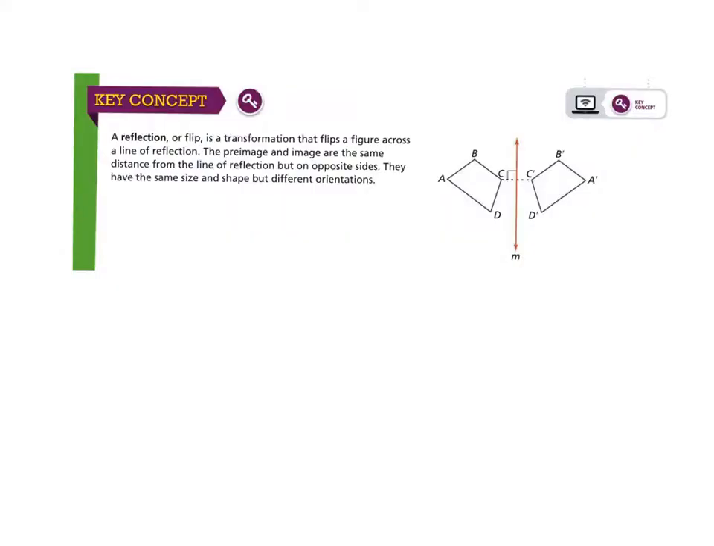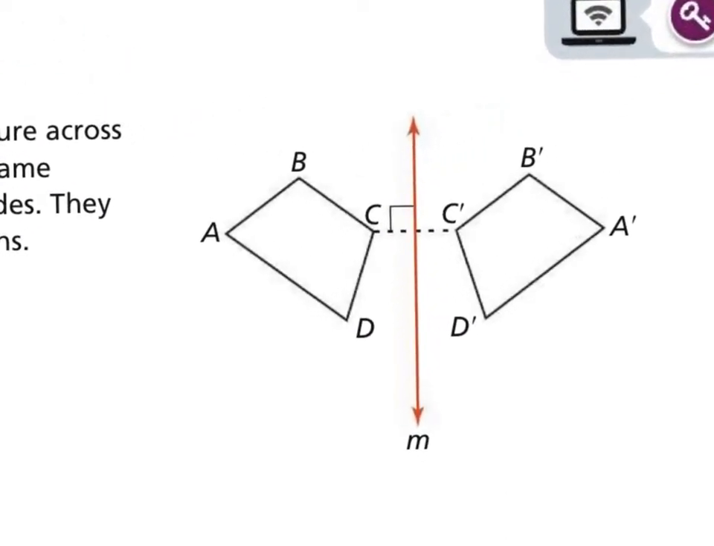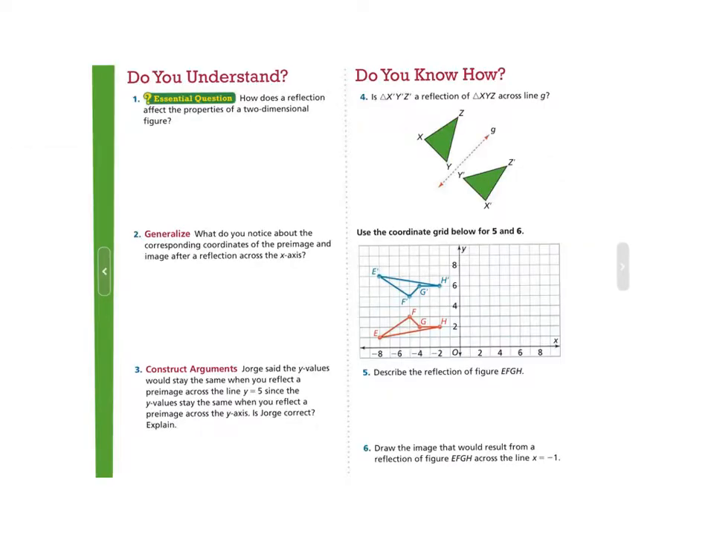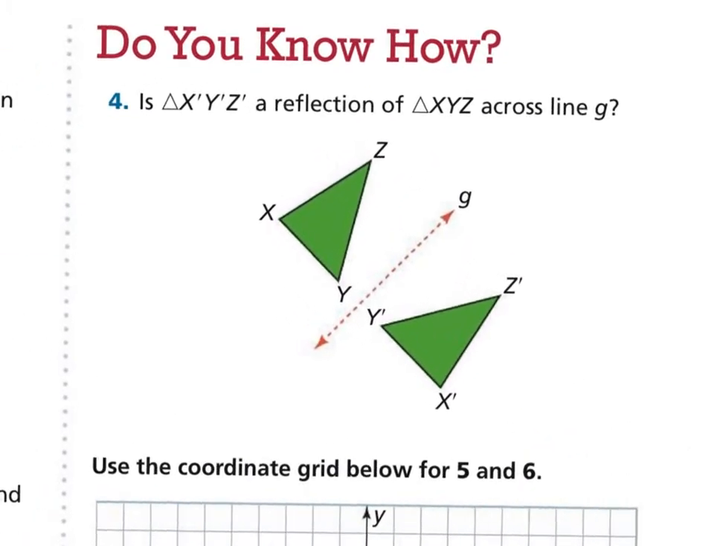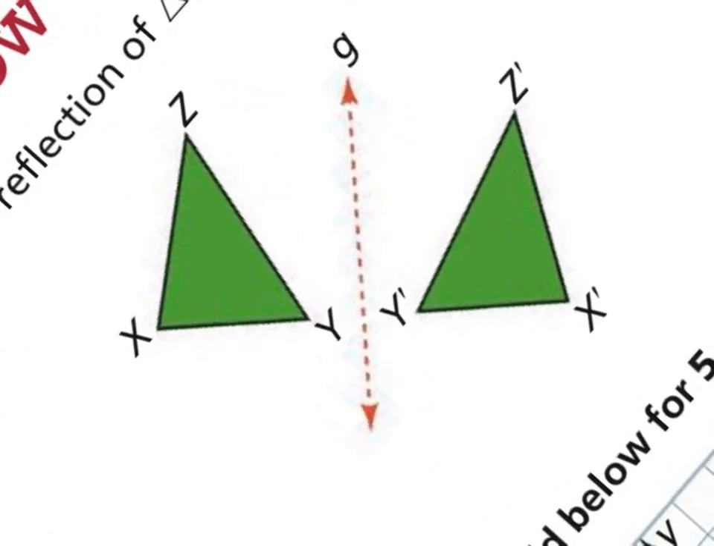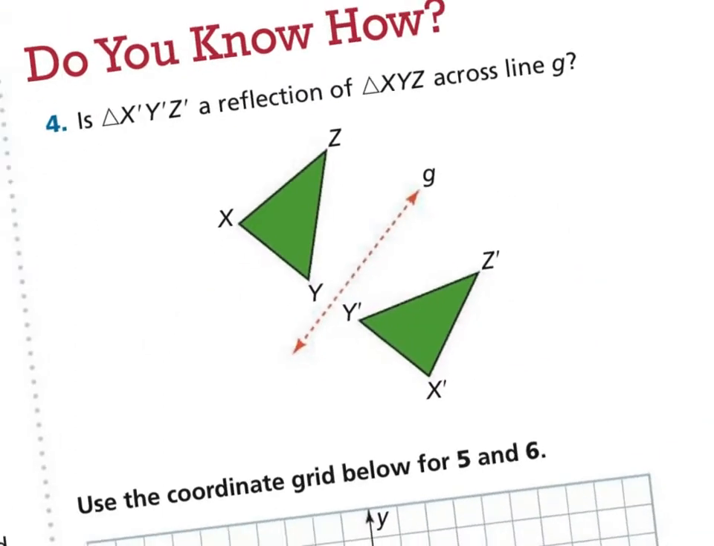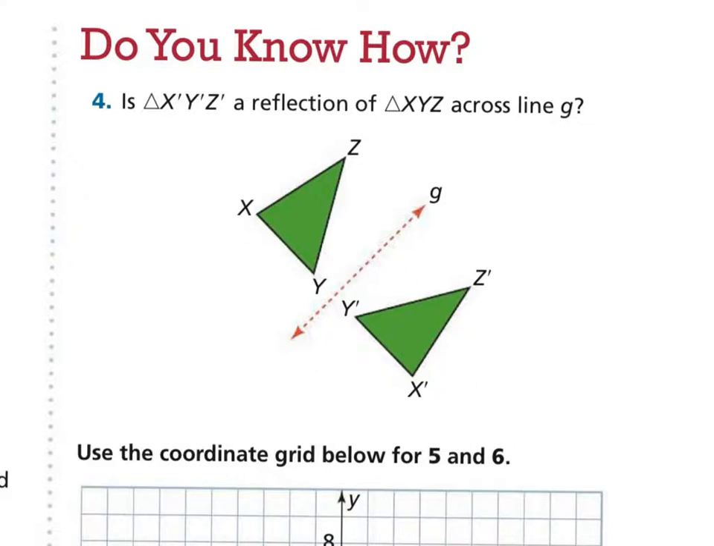Key concept, just recapping what we talked about here. Again, reflection across that line. If we would fold on the line, they would match up. Look at the do you know how number 4. A little different look. We got a diagonal line here, and they're asking if that's a reflection across line G. So think about line G, if it helps you to turn your book there, make it easier to see maybe. Does that look like a reflection? Yes. Okay, good. Yes, that is a reflection on number 4.